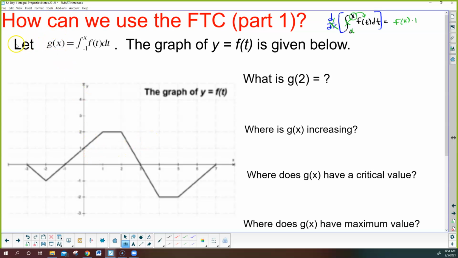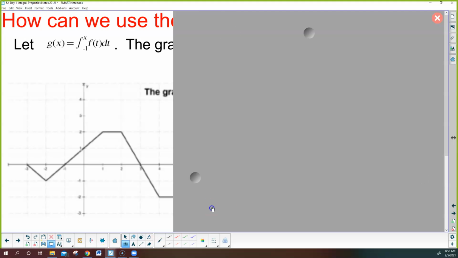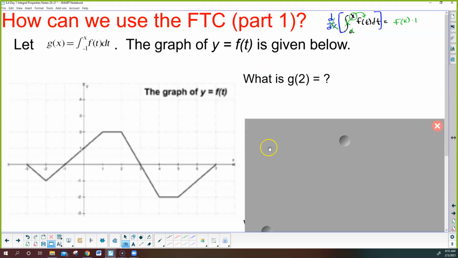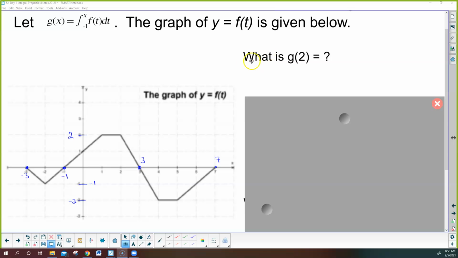So I'll give you a second to go ahead and write this. You don't have to write the red part down or what we just wrote here, but I want you to write down the instructions and the graph. And then we'll do these problems together based off of this information. All right, so our first goal is to determine what is g of 2.